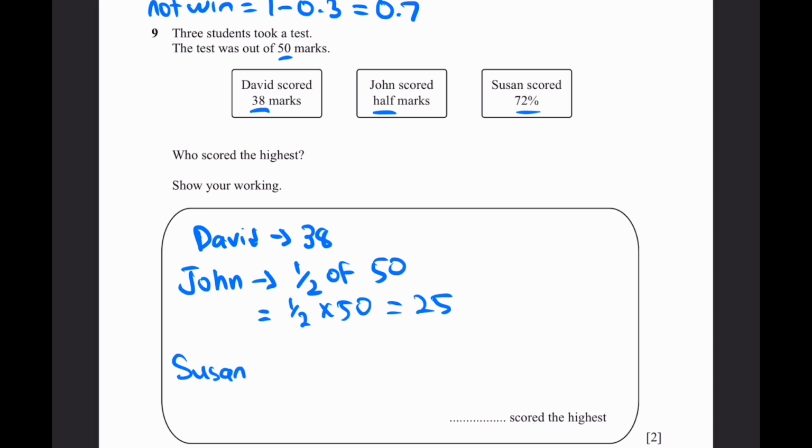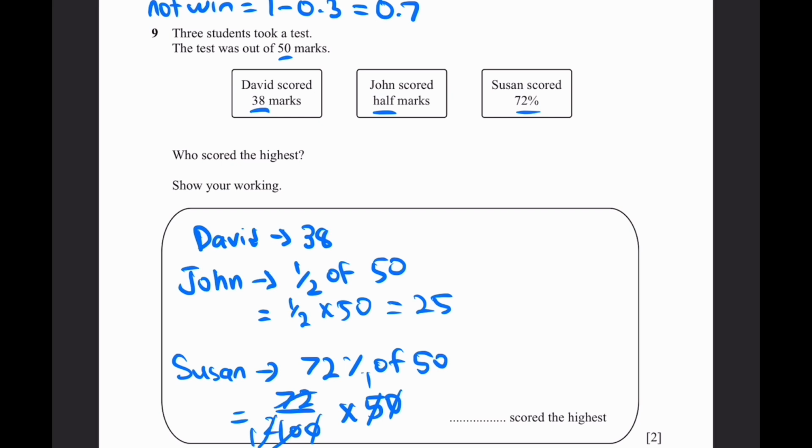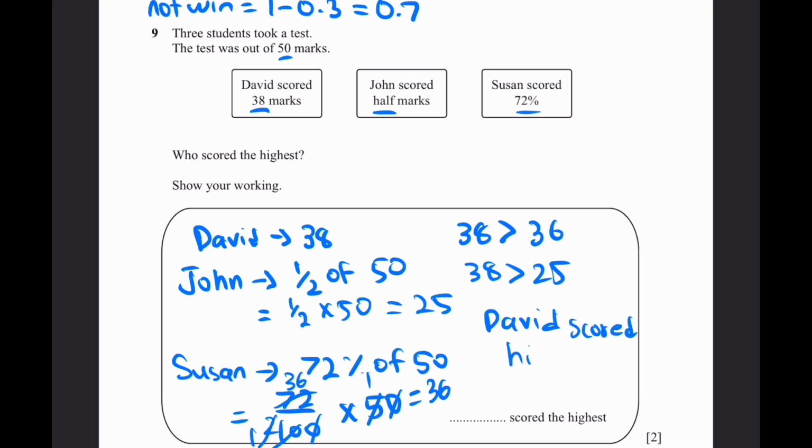Susan scored 72% of 50, which is the full score, equals 72 by 100 multiplied by 50. Cancel out the zeros. Cancel out this guy here. Cancel out this to make 36 marks. Who scored the highest? 38 is greater than 36. 38 is greater than 25 as well. So David scored the highest. Don't forget to write it down in the blank space.